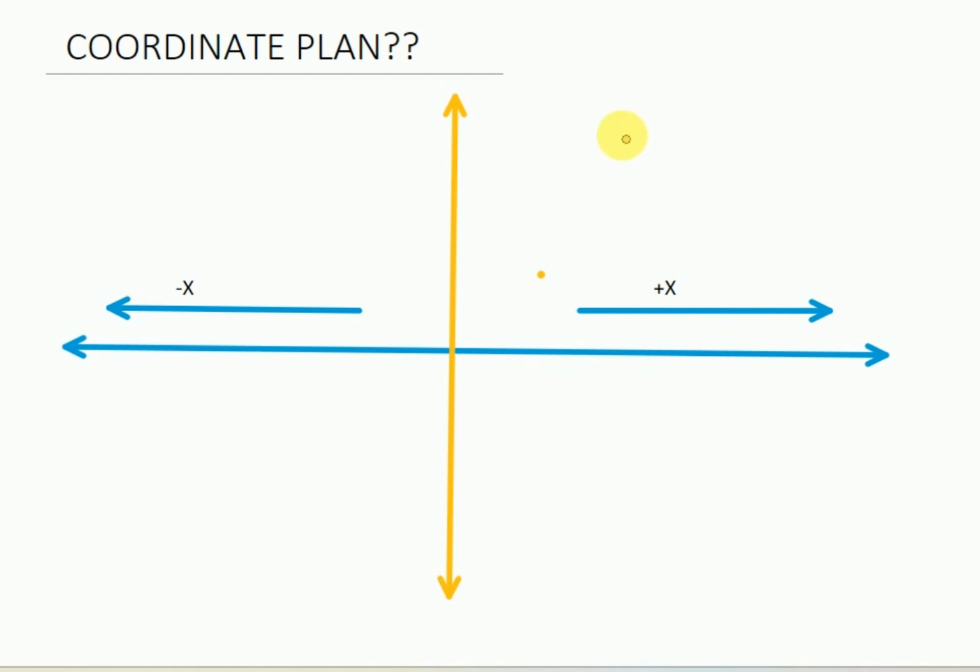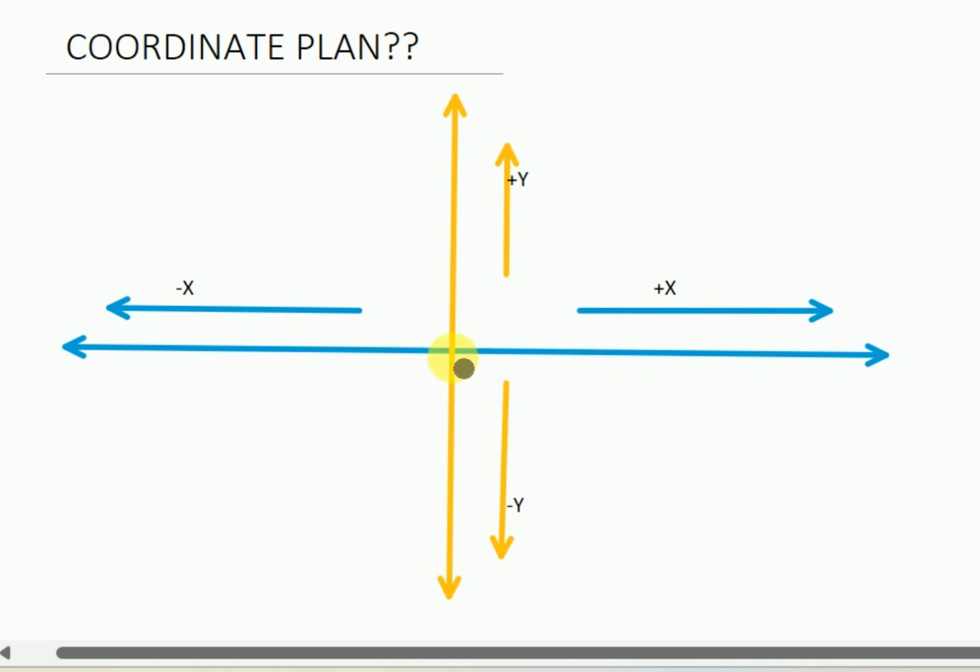For easy understanding, anything above the x-axis has a positive y-coordinate value, and anything below the x-axis has a negative y-coordinate value. Similarly, anything to the right of the y-axis has a positive x-coordinate value, and anything to the left of the y-axis has a negative x-coordinate value. So, each point has corresponding x and y coordinates accordingly.